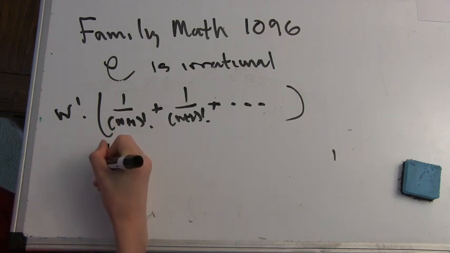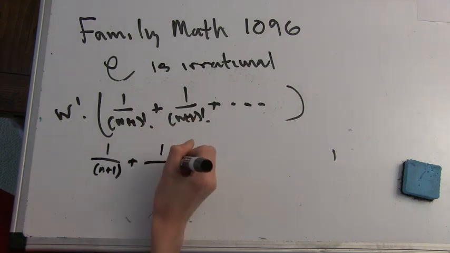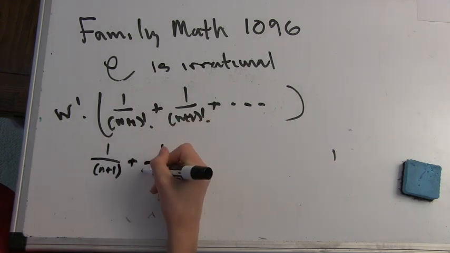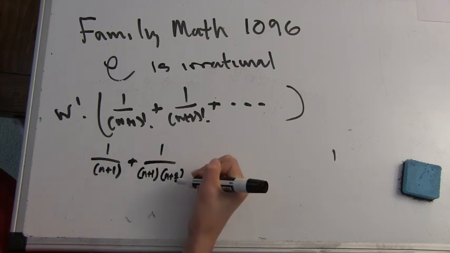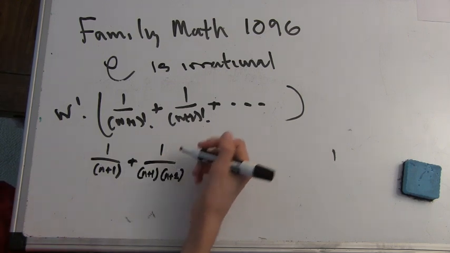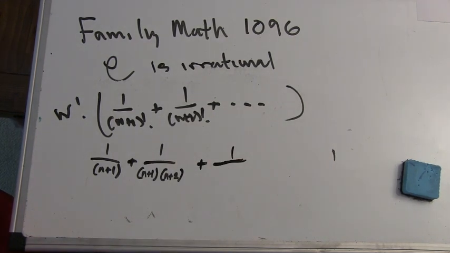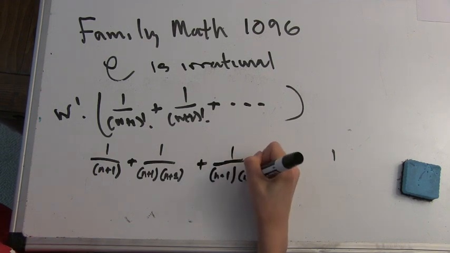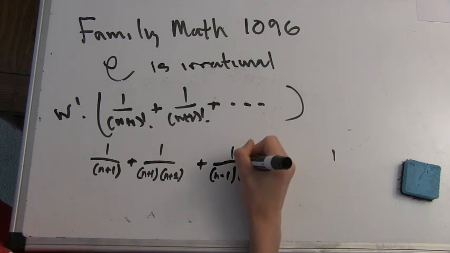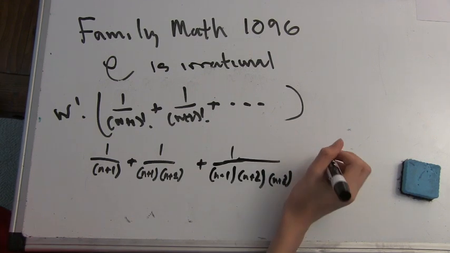1 over n plus 1. Okay, great. Next term is going to become 1 over (n plus 1) times (n plus 2). The next term is 1 over (n plus 1) times (n plus 2) times (n plus 3). And this is going to continue.